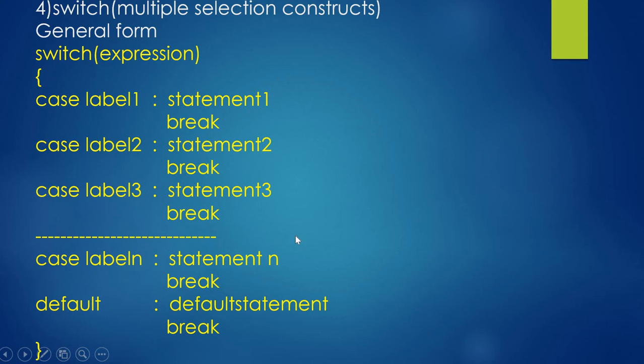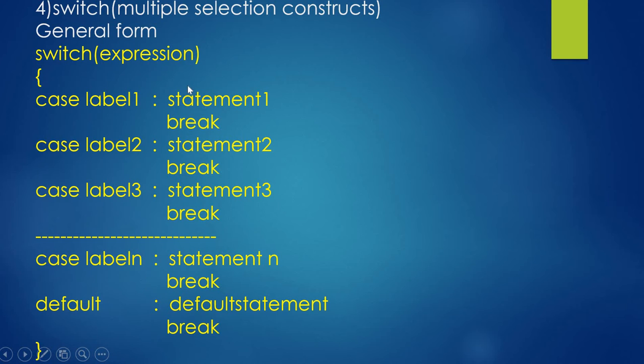After this statement 1, which statement needs to execute? Which statement is there after this bracket? That statement will execute. That is the use of this break statement, for exiting from this switch statement. Then case label 2 means if this expression is equal to label 2, statement 2 is executed and after that break. Then case label 3 means if expression is equal to label 3, statement 3 is executed, after that break. Break means it is coming after this bracket.